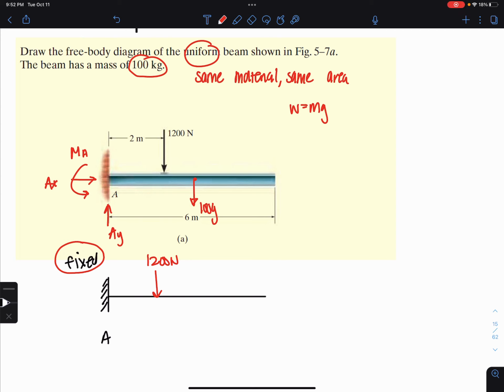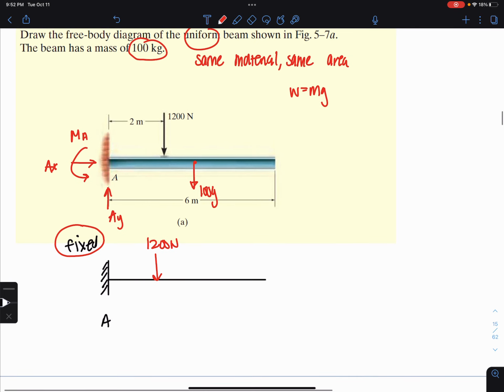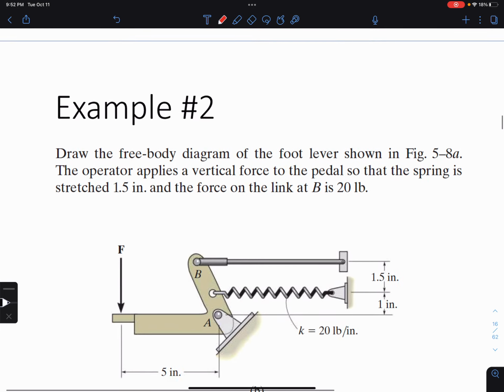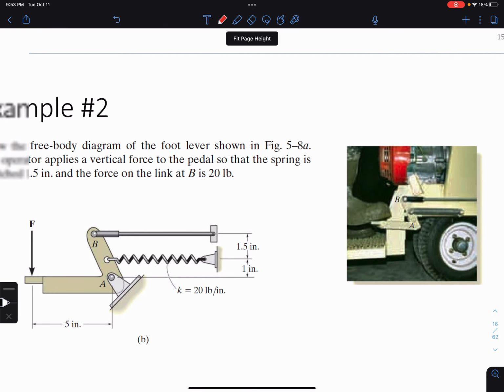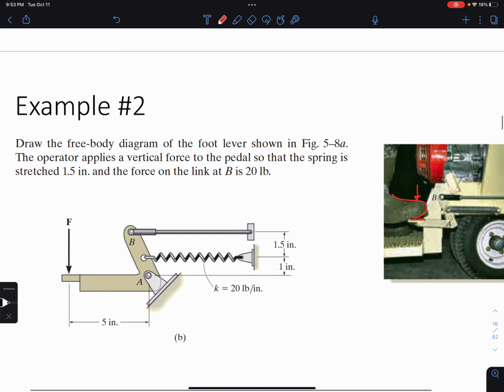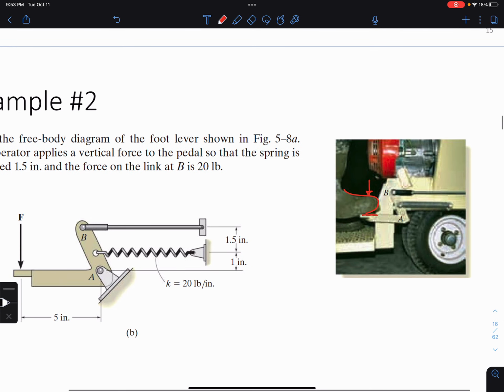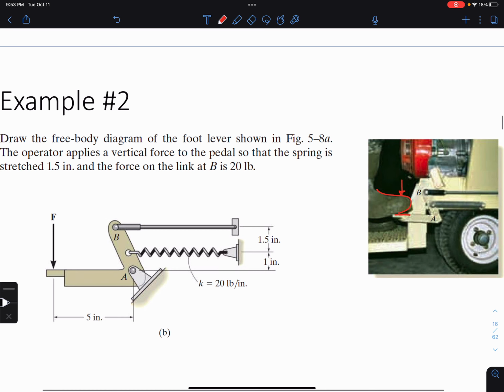Okay, let's move on now, and let's continue and go over example 2. So example 2, I have a diagram of a foot lever, and it's shown here that the operator of the lever applies a vertical force to the pedal. So this is the pedal, and this is the person's foot on the pedal. There's also a spring that's basically stretched by 1.5 inches as the force is applied at point B, and we have 20 pounds of force there.